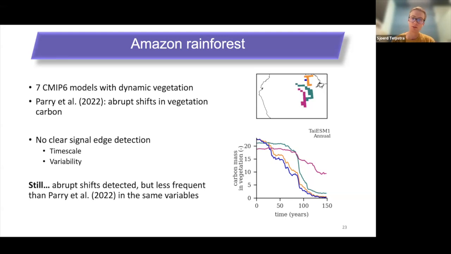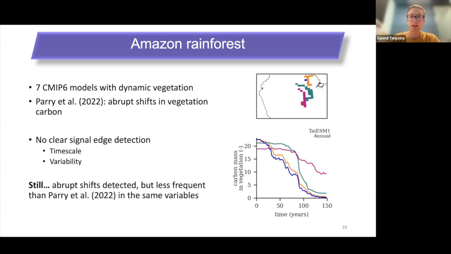Here you see one example, TIE ESM1, in the annual carbon mass in vegetation, so how much vegetation there basically is. And you can see that we do indeed spot a few regions that quite abruptly have some disappearance. So even though we could not do a very comprehensive assessment of this system, we can still see that we have many shifts, partially in line with Paris.